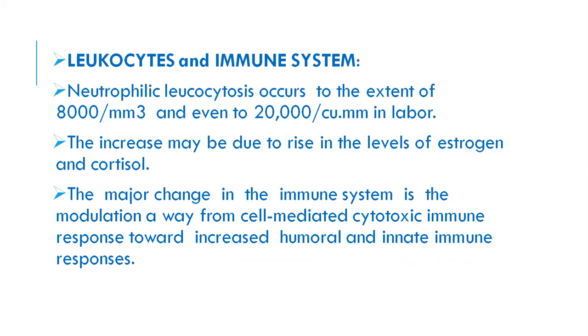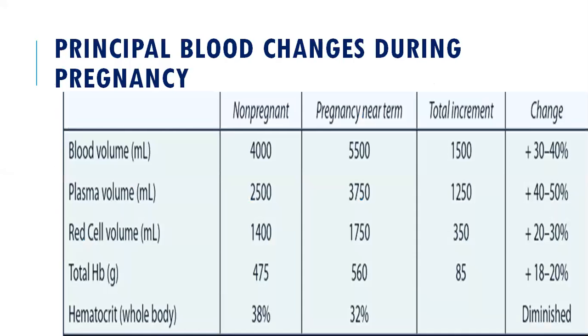What happens to the leukocytes and the immune system? Neutrophilic leukocytosis occurs to the extent of 8,000 per cubic millimeter, and even up to 20,000 per cubic millimeter in labor. The increase may be due to a rise in levels of estrogen and cortisol. The major change in the immune system is the modulation away from cell-mediated cytotoxic immune response towards increased humoral and innate immune response.